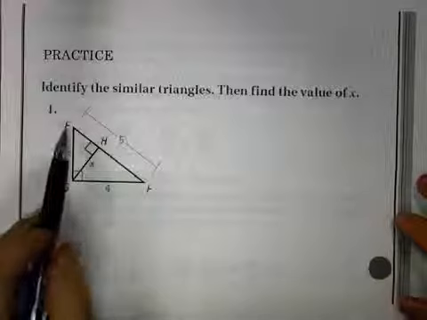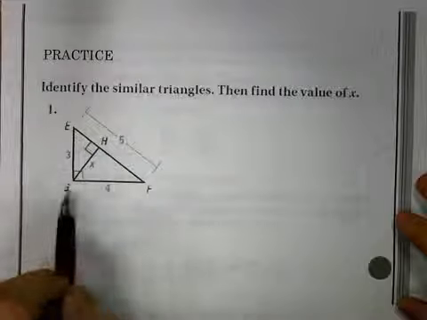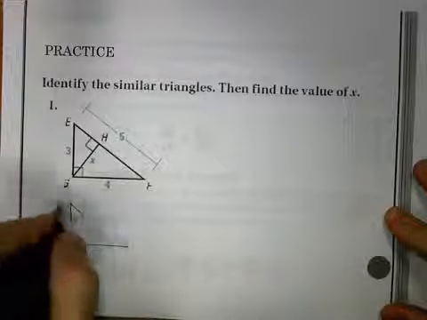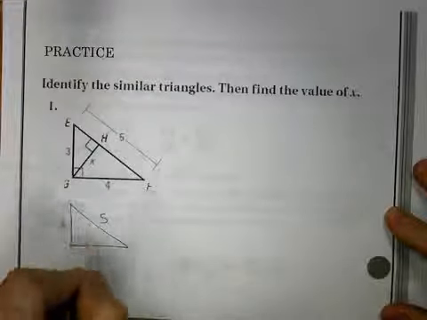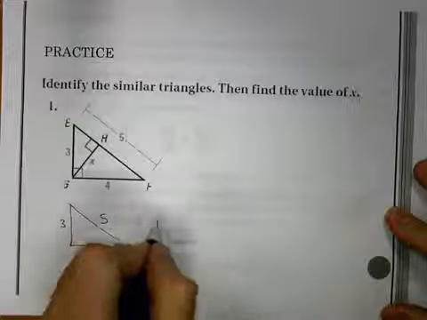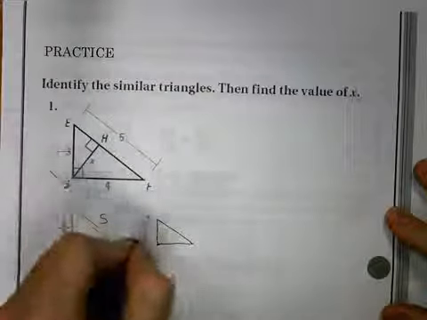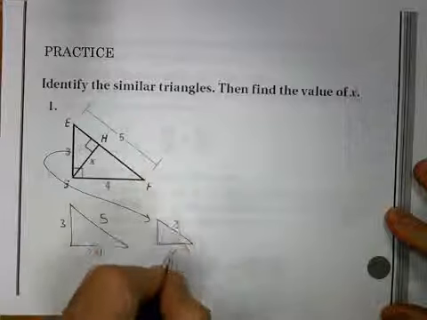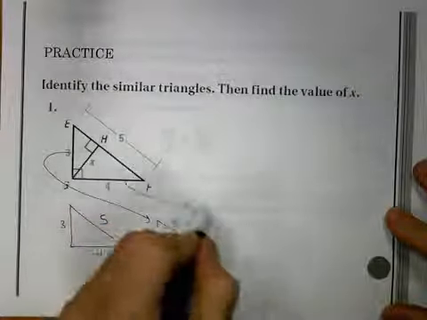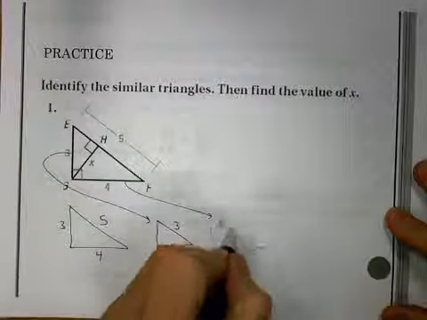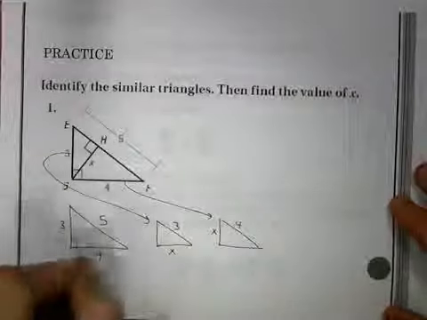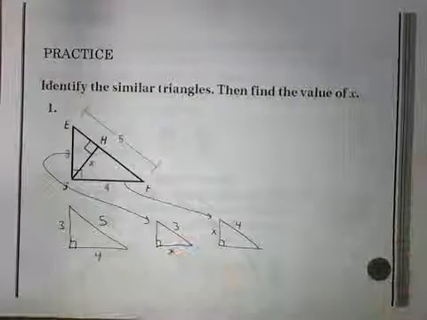So now I have EGF and HG is my altitude. If I draw my big triangle first, I have 5, 3, 4. Smaller triangle, I have 3 and X. And the bottom piece here, I get 4 and X. So just by tracing these out, I could identify which ones are similar, but we're just going to find X here.